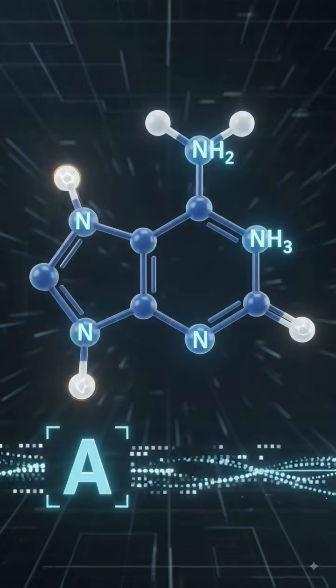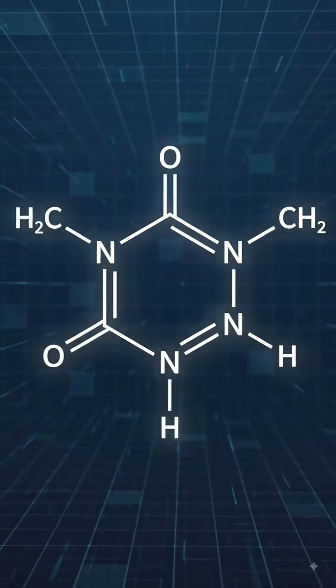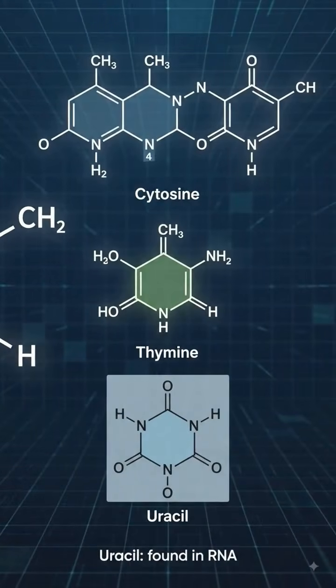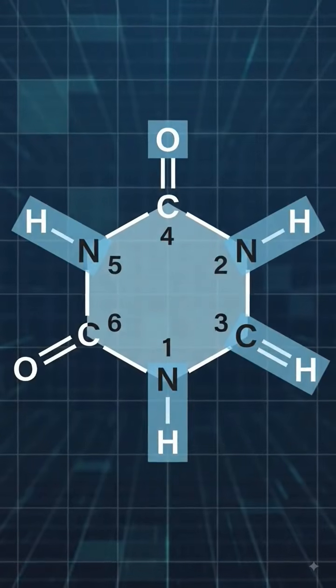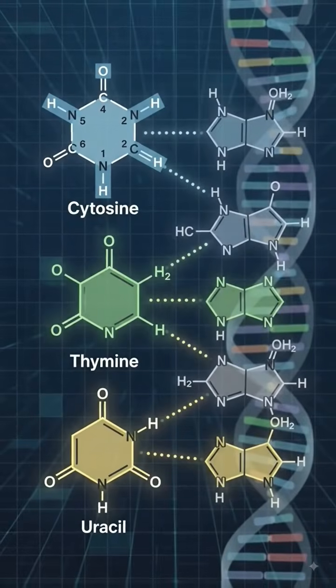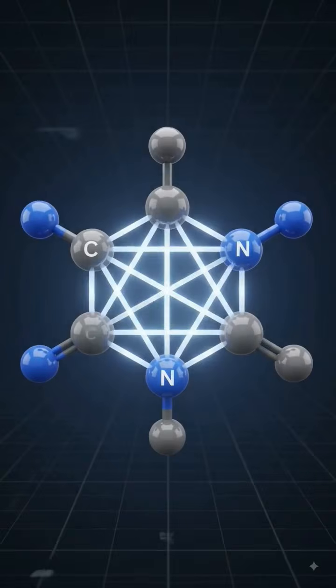Adenine pairs with thymine. Pyrimidines are single-ring structures. They include cytosine, thymine, and uracil. Uracil is found in RNA. They pair with purines.